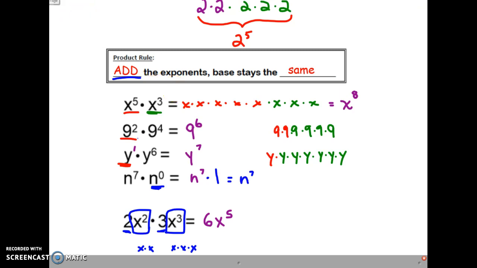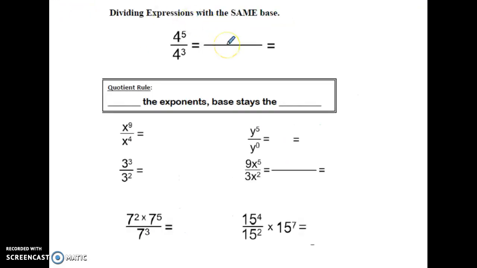So now what we're doing is we're going to take a look at dividing expressions that have the same base. So for the first example, I've given you 4 to the 5th power. So we're going to take a second and we're going to write out what that actually means. 4 times 4 times 4 times 4 times 4. And on the bottom, we just have 4 times 4 times 4.